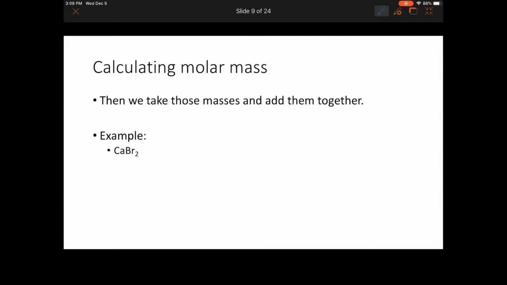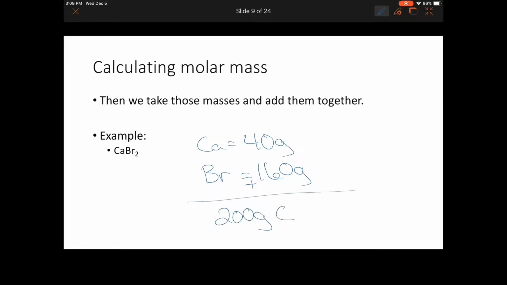Now, we're going to take those masses and add them together. So for calcium, we had 40 grams. Bromine, we had 160 grams. So this gives us 200 grams of calcium bromide.